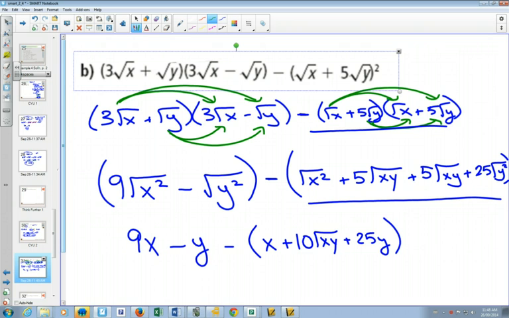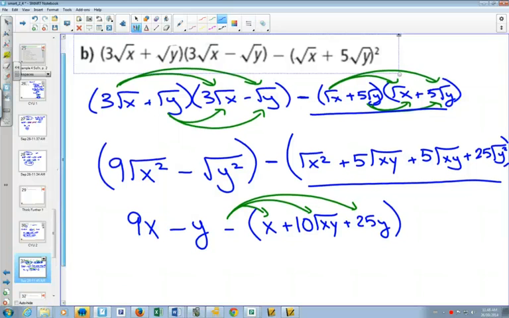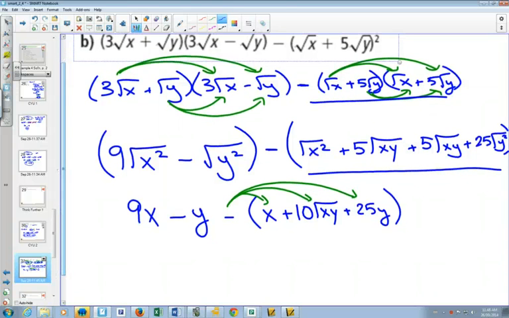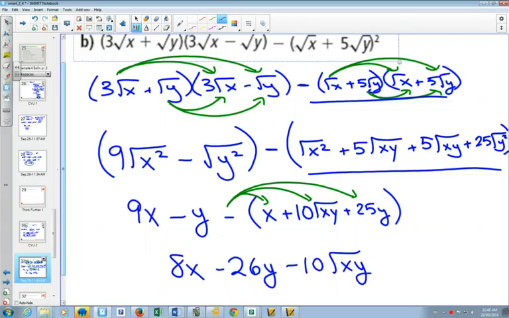Now this subtraction is going to go to each thing. So what's going to happen if I have 9x minus x? I'm going to be left with 8x. Minus y minus another 25y, minus 26y. And minus 10xy. Because I had a 9x here, and I'm going to subtract 1x. Yeah. Because you're going to subtract each of those things. This is our final answer.